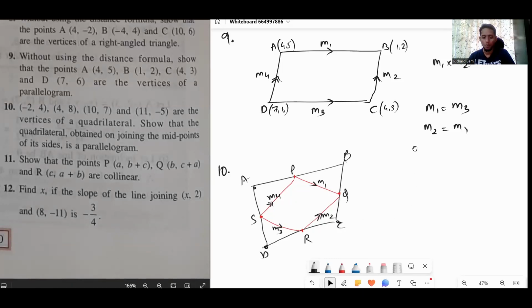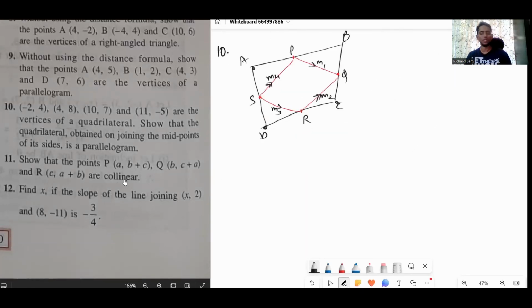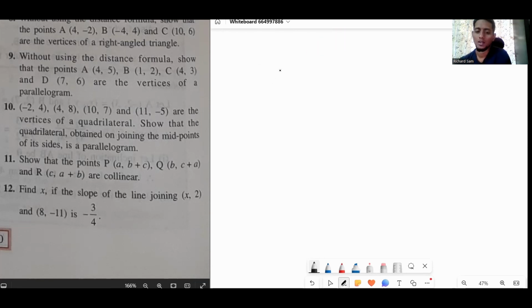What is the meaning of the word collinear? If I say 3 points are collinear, what does it mean? Collinear means three or more points in a straight line. That is collinear. Suppose all these 3 points are on a straight line, we call these 3 points collinear. Okay, so here they have given 3 points P, Q, and R, and they're asking to show that it is collinear. How do we show that this is collinear?